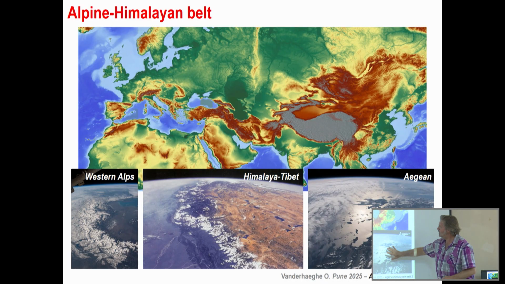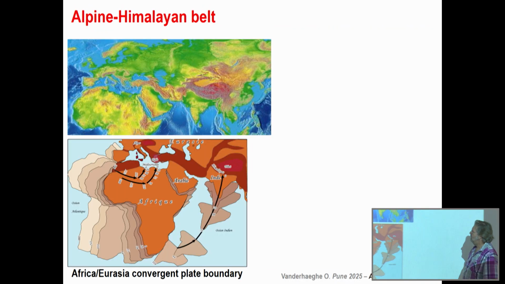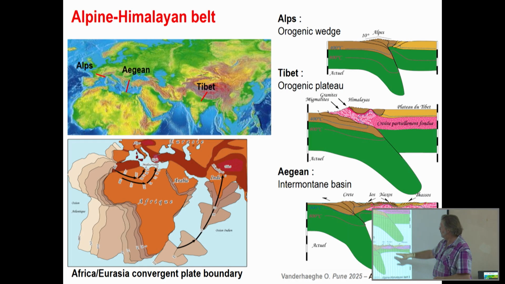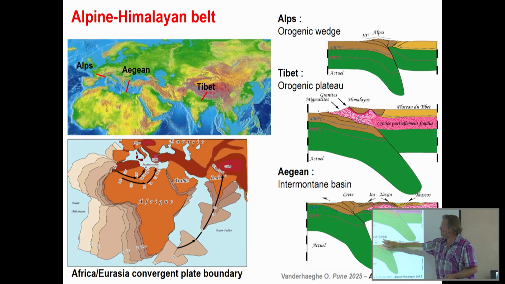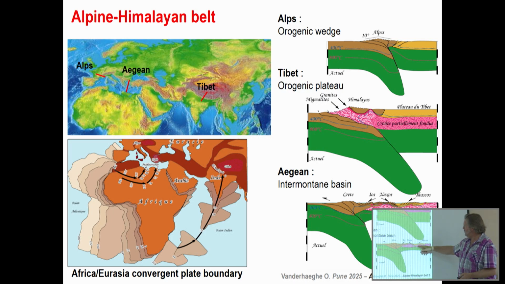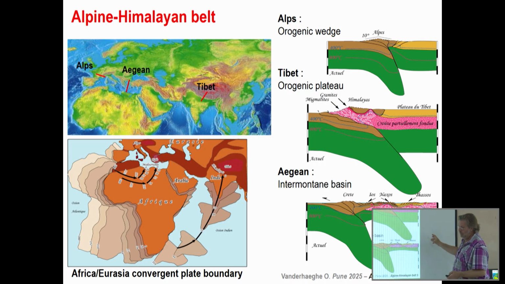But we'll still go to the Aegean area, which is here. It's the same Africa, Eurasia convergent setting, but a very different situation with some kind of a mountain on the edge, Crete, and the Hellenic Trench, and then an intermontane basin and another mountain on the side here. So an intermontane basin.